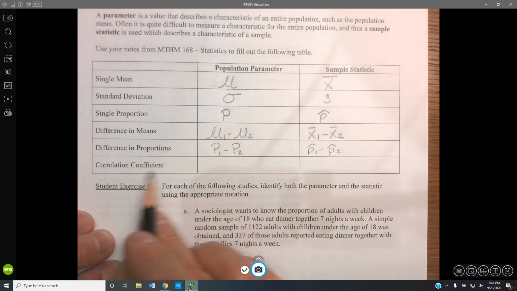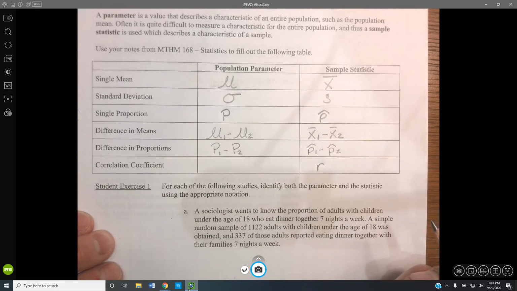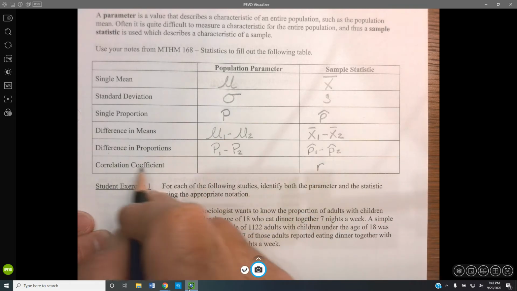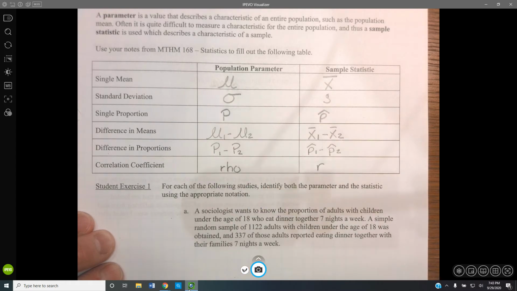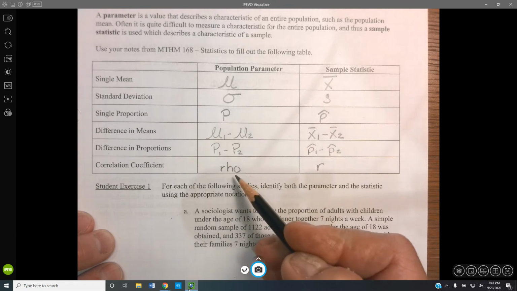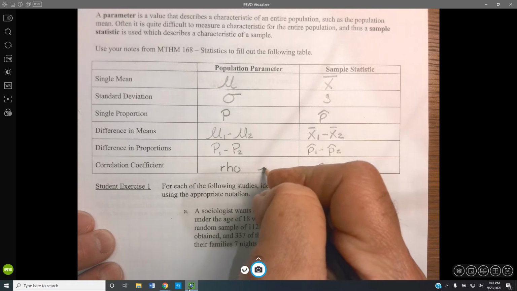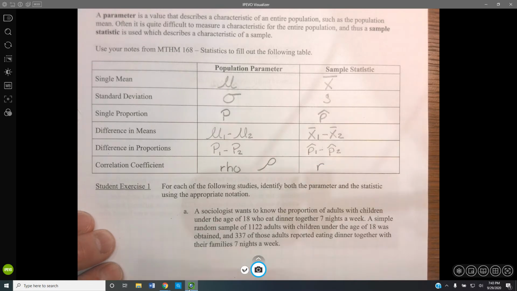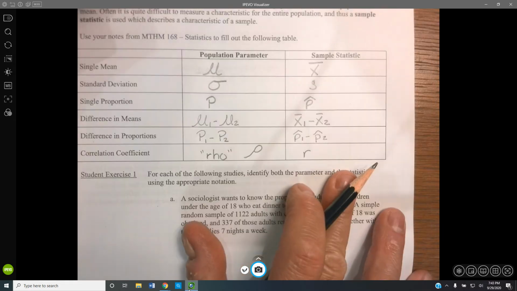When we talk about correlation coefficients, remember in a sample, that was r, and for a population, that was rho. Rho can also be written with that funny p. I'm not very good at it, but I'll try it. There is the rho value. I like to just use the word rho to clarify. So for this exercise, we're going to work on that stuff.